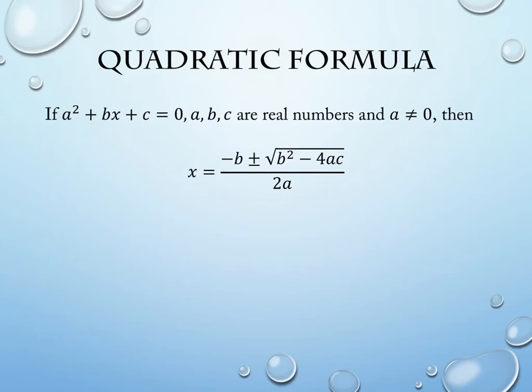It goes like this. It says, x equals negative b plus or minus radical b squared minus 4ac all over 2a. Yeah, it's exciting. It's the only time you're going to hear me sing.